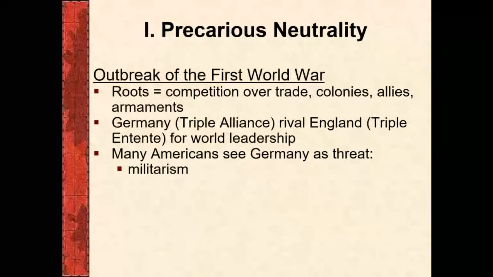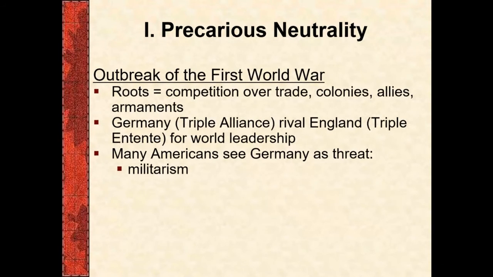Roots, colonies, allies, armaments. Germany is going to form an alliance with Austria-Hungary and later Italy and the Ottoman Empire. England is going to form the Triple Entente with France and Russia and kind of America, right? Many Americans already are seeing this as a threat.